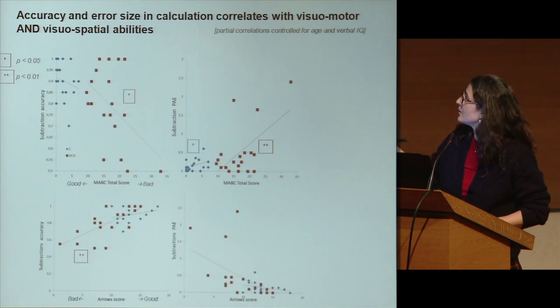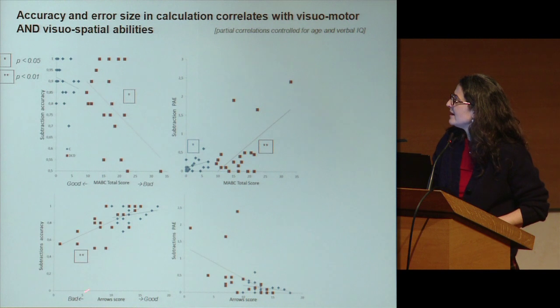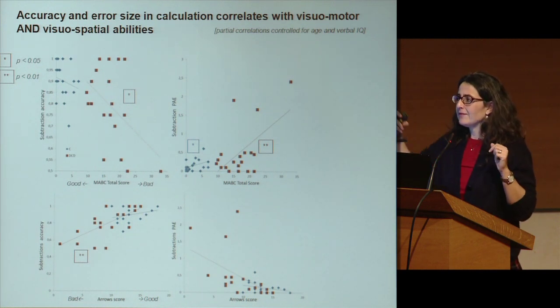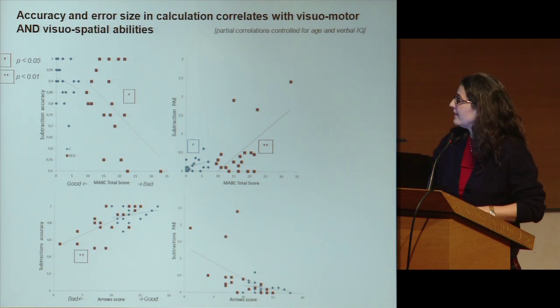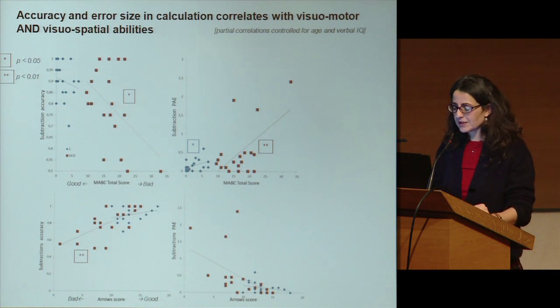Not only was there a correlation with the motor coordination, but also with the test of visuospatial ability. You can see the arrow test is a test in which children don't have to move their hand, but they have to decide whether a flash is pointing to a point or not. And the worse these children are at it, the worse they perform in addition and subtraction.